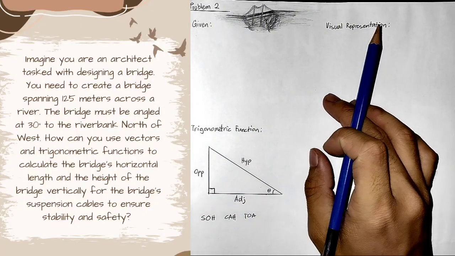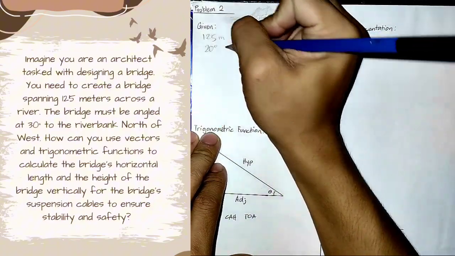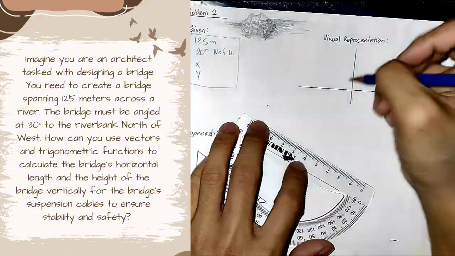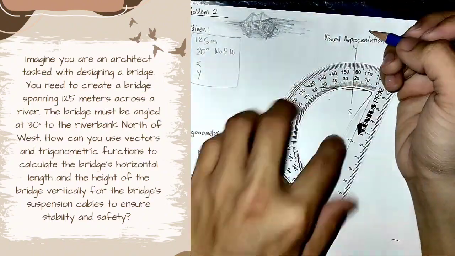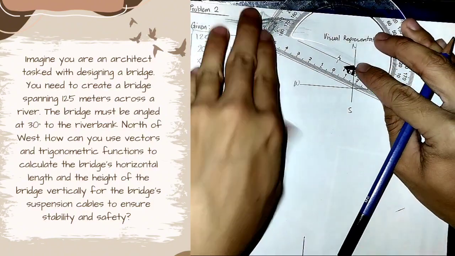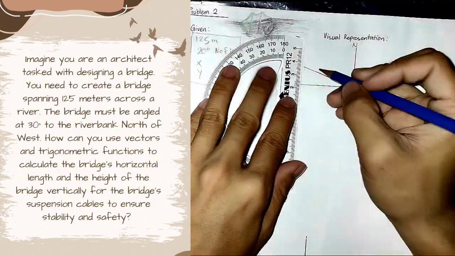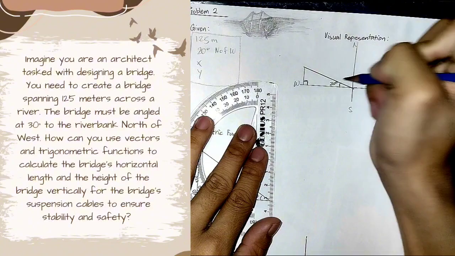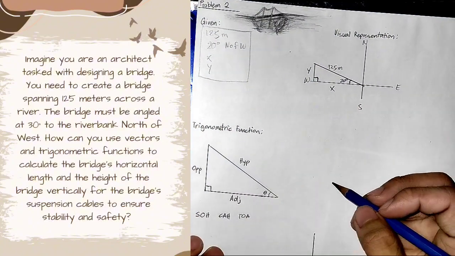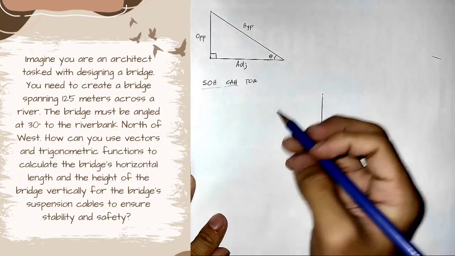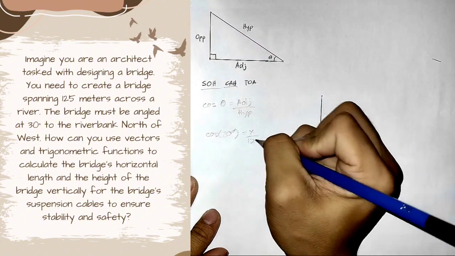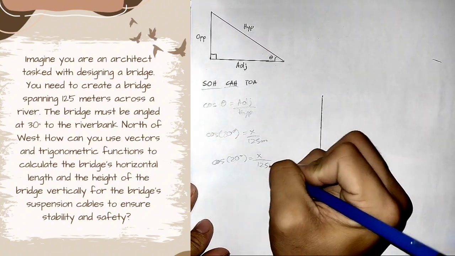Alright, now I'll assume that you're done. Let us now check your answers. First, we'll write the given. Then after writing the given, we will write the visual representation. Kindly check if we did the same process. Now let's use the trigonometric functions to solve for x and y using SOHCAHTOA. Kindly check if our solution is the same.